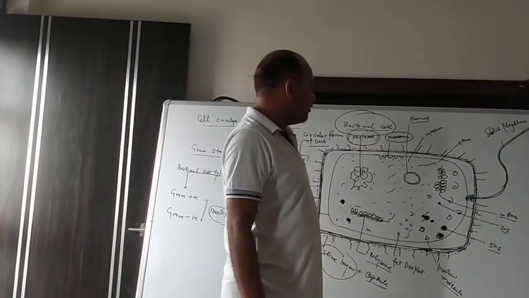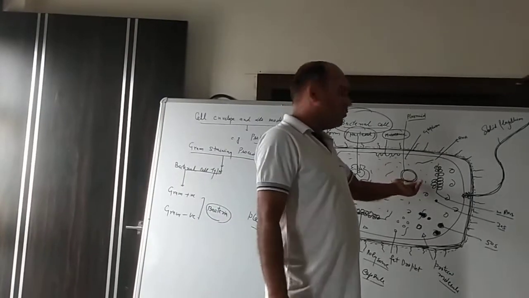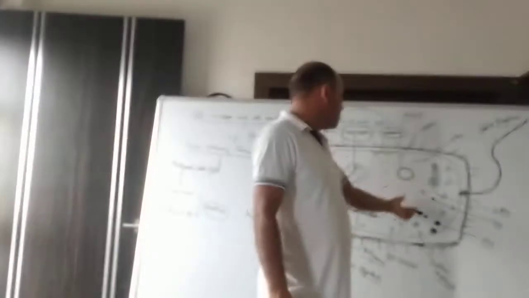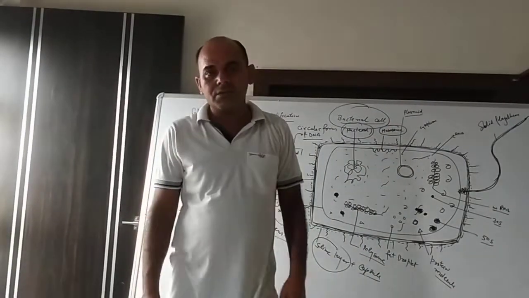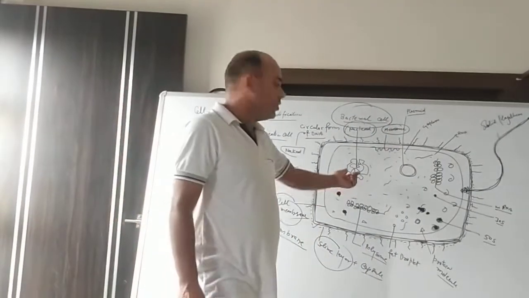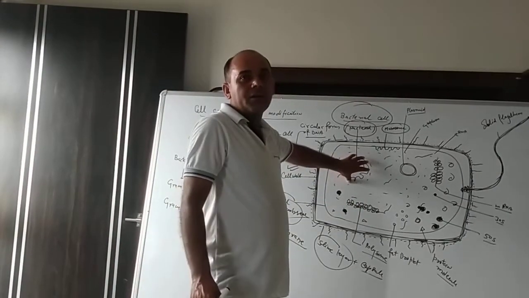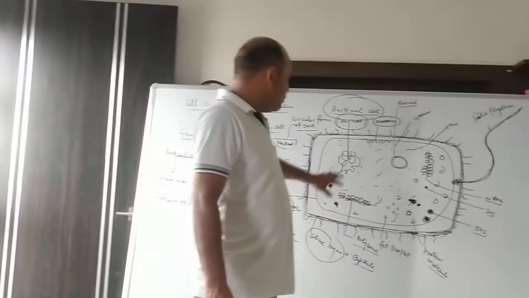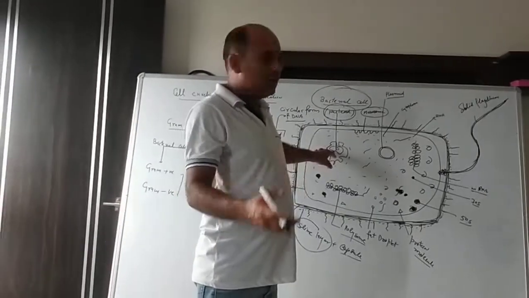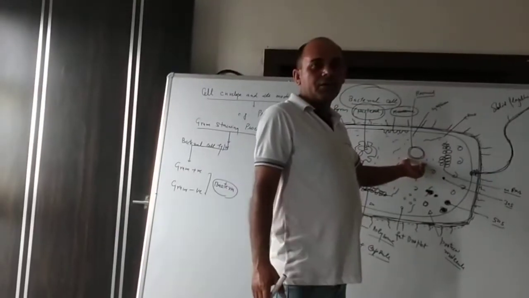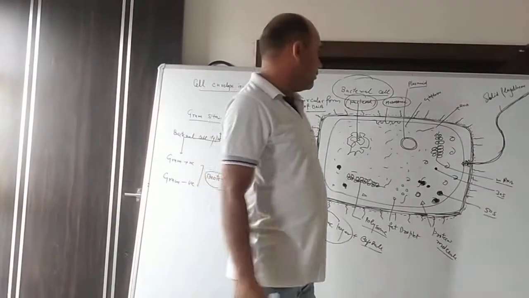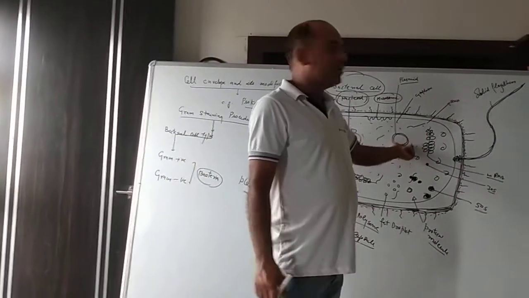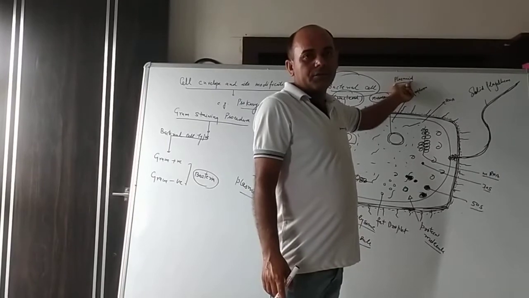Another thing we can see here is another circular form of DNA. This is called a plasmid, because the plasmid is known as extra-chromosomal DNA. This is the main bacterial DNA. Apart from this DNA, the extra DNA present within the bacteria, which has the power of self-replication, this extra-chromosomal DNA is known as a plasmid.